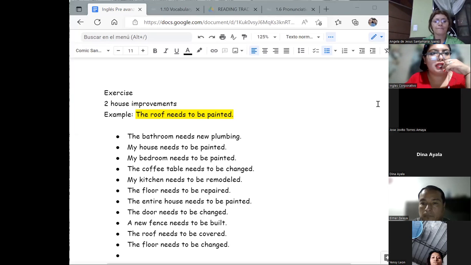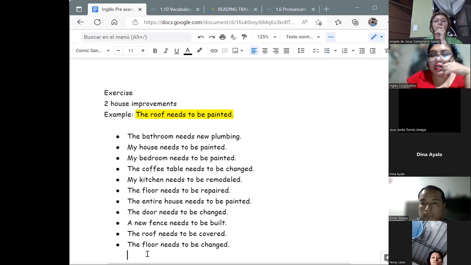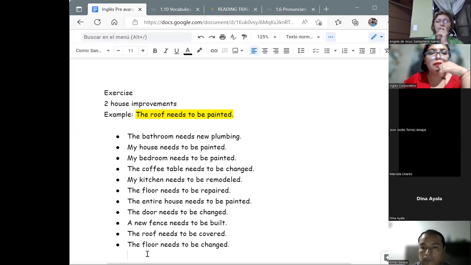Okay, here we have some examples of this structure about the improvements in the house. The bathroom needs new plumbing. My house needs to be painted. My bedroom needs to be painted. The coffee table needs to be changed. My kitchen needs to be remodeled. The floor needs to be repaired. The entire house needs to be painted. The door needs to be changed. A new fence needs to be built. The roof needs to be covered and the floor needs to be changed. And I think we have one more.